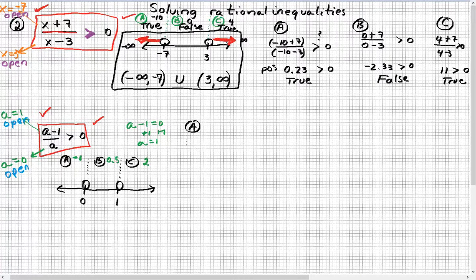All right, testing a. And so a is -1. So wherever we have an a, we're going to put a -1. So we have (-1 - 1)/-1. And is this greater than 0? Remember to use parentheses appropriately. Now go ahead and pause the video and use your calculator.